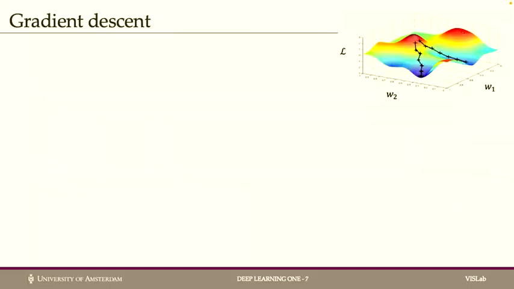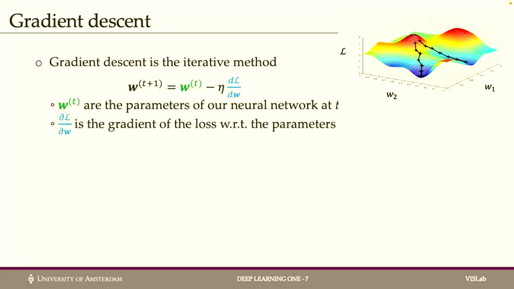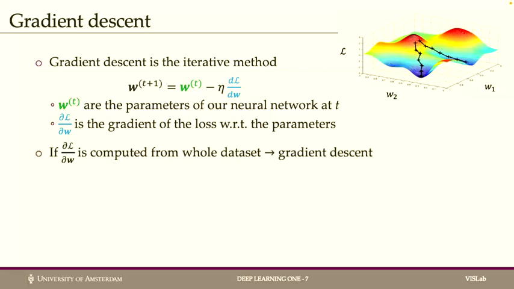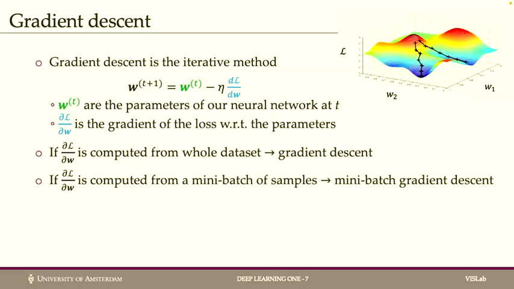Generally speaking, this procedure is called gradient descent. As you recall, the general formula of gradient descent is as follows. So you update the weights. The weights at time step t plus 1 is your last weights, wt, minus eta, which is a step size, times the gradient. So in this case, the gradient of the loss function with regards to the weights. If you compute this gradient from the whole data set, typically this is referred to as gradient descent. If you compute this from a mini batch of samples, and we'll go into that a bit more detailed later, it's called mini batch gradient descent.